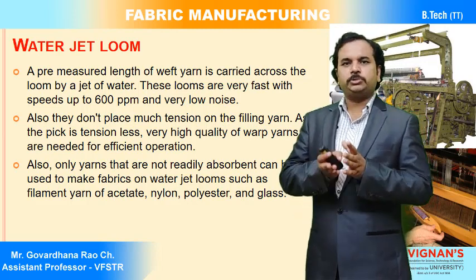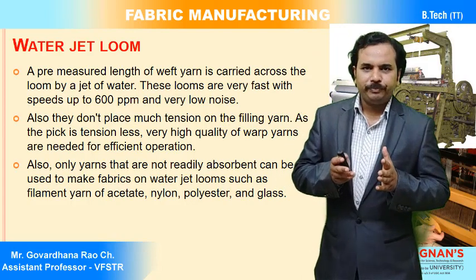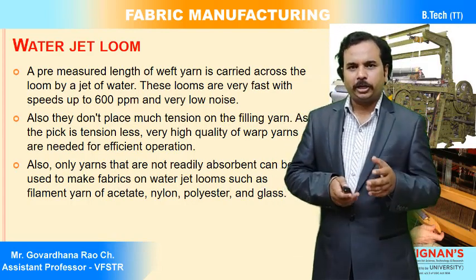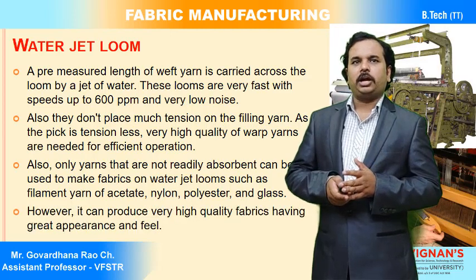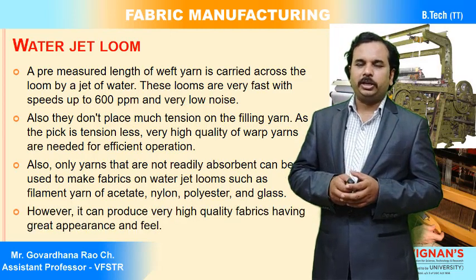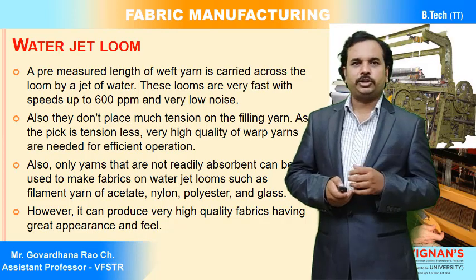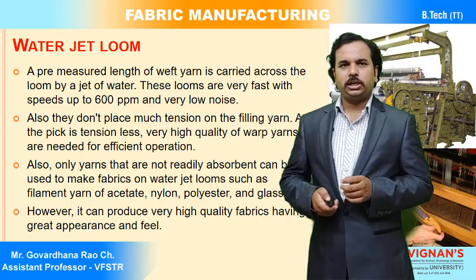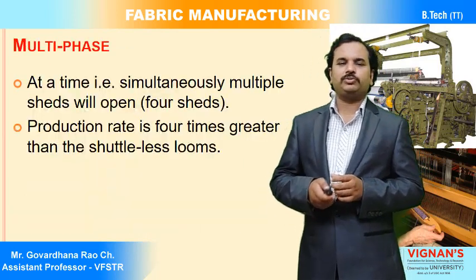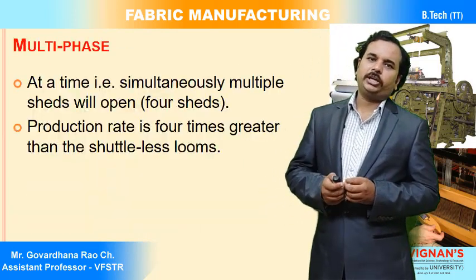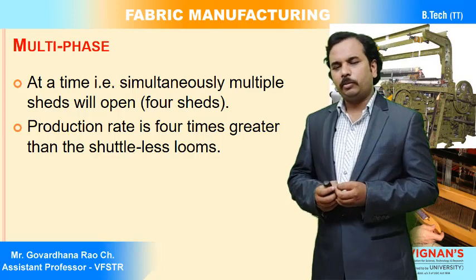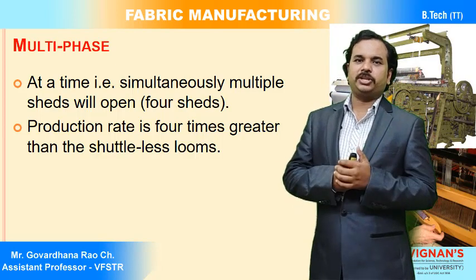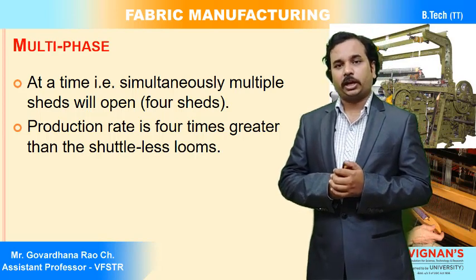So that is why it is specifically used for filament yarn or filament fabric production, particularly filter fabrics, and a few industrial fabrics can also be manufactured using water jet weaving technology. Okay, so this is related to shuttleless weaving technology, and we have another type of shuttleless weaving machine, that is multiphase weaving technology.